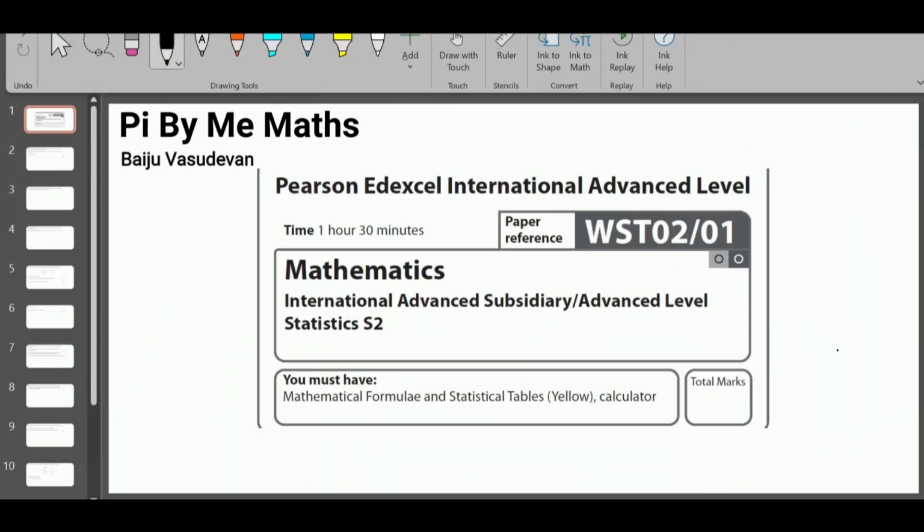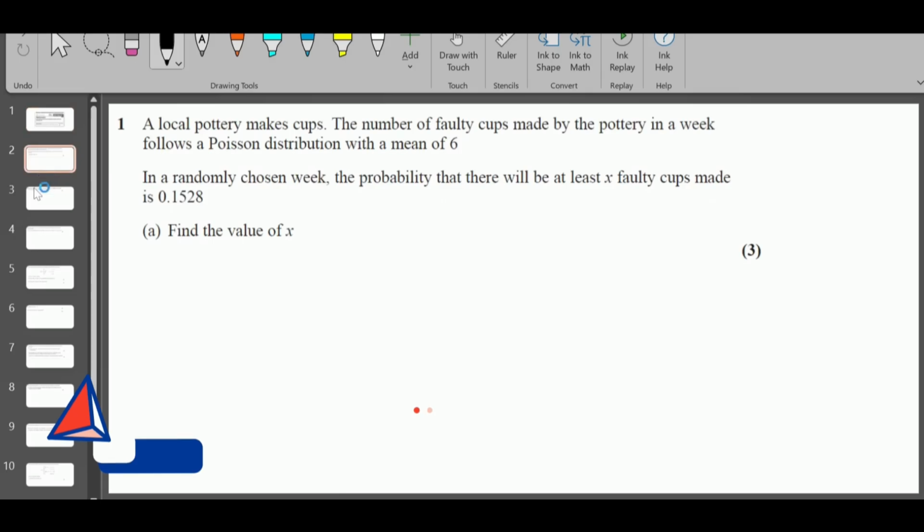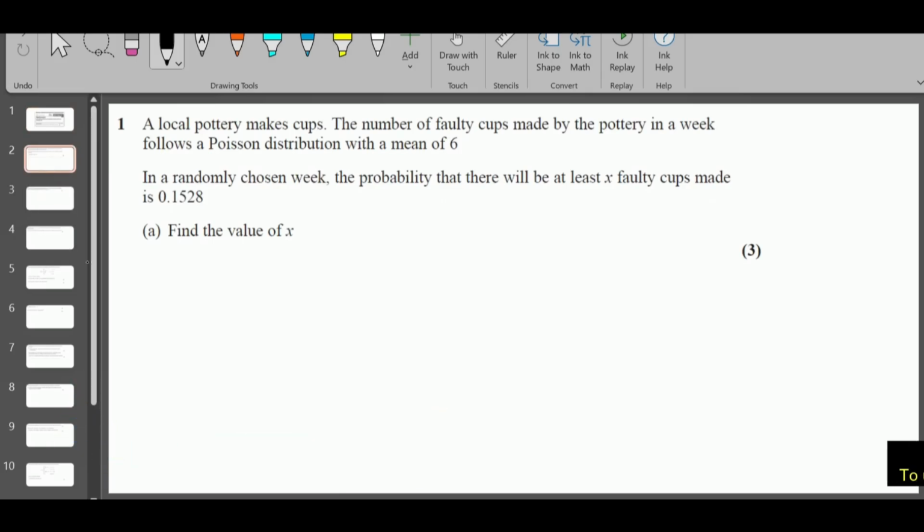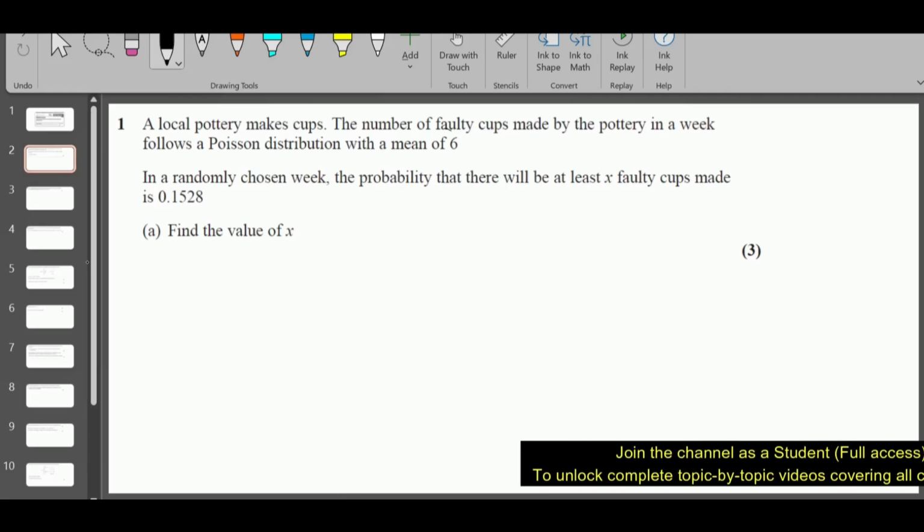This is by WST02. Here we are solving the January-February 2022 Statistics 2 paper. Let's look at question number 1. A local pottery makes cups. The number of faulty cups made by the pottery in a week follows a Poisson distribution with mean 6.